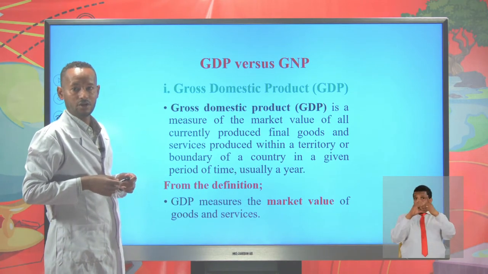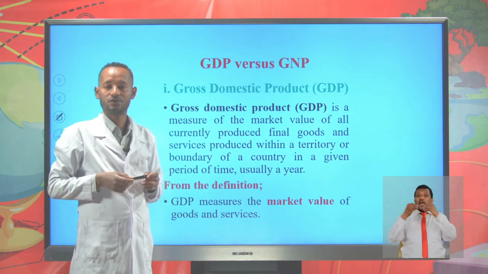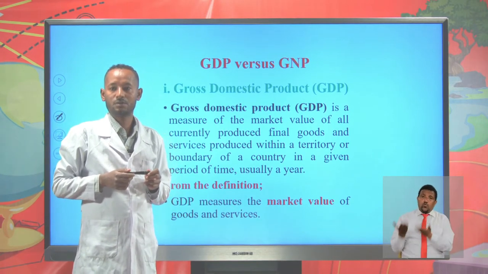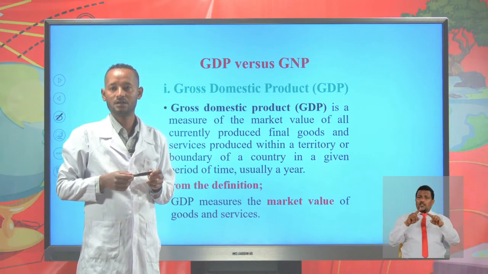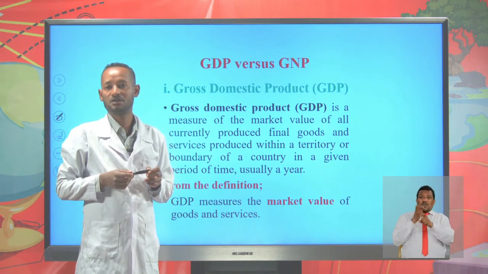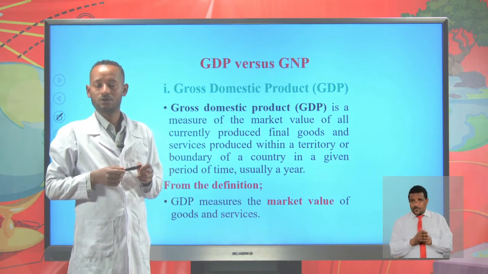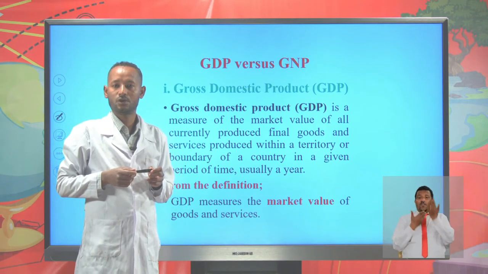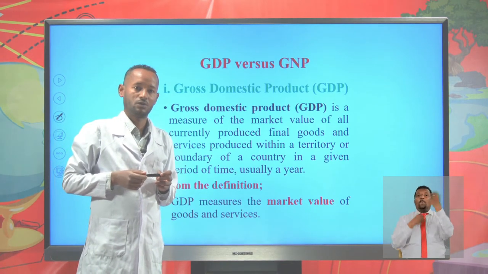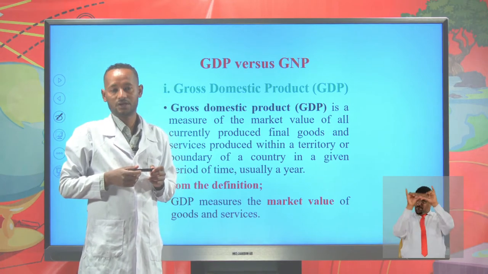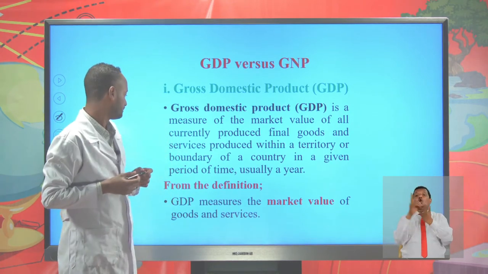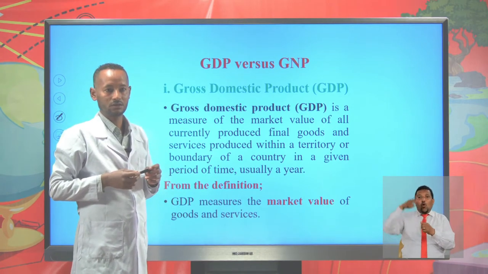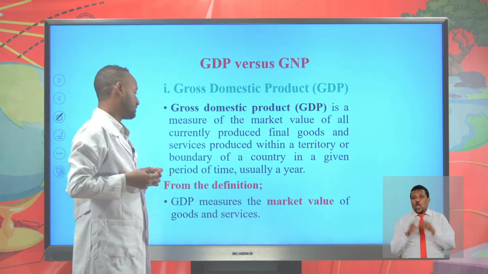From the definition, GDP measures the market value of goods and services. Since different products produced in an economy have different units of measurement, it's difficult to use one unit of measurement to measure GDP. So we have to convert all the outputs produced and all the services produced in an economy using market value. So we can measure GDP using birr or dollar. That means we cannot measure GDP using liter, kilometer, or other units of measurement.